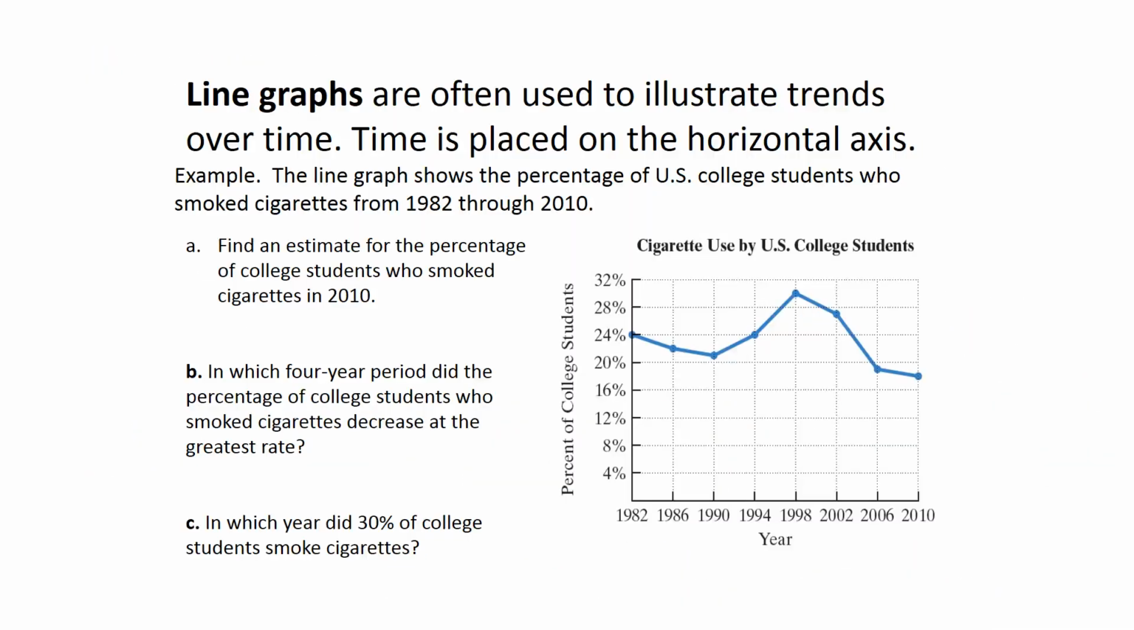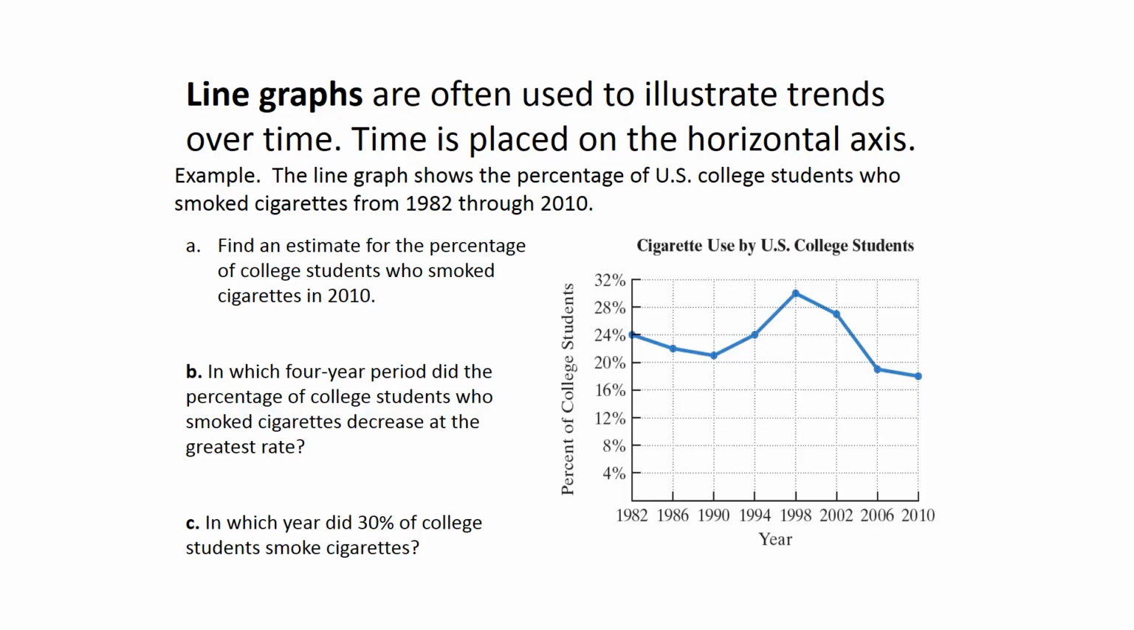So we did pie graphs, bar graphs, and the last one is line graphs. Line graphs are often used to illustrate trends over time. Time is placed on the horizontal axis, i.e. the x-axis. In this example, the line graph shows the percentage of U.S. college students who smoked cigarettes from 1982 to 2010, right? And we expect this to keep decreasing.